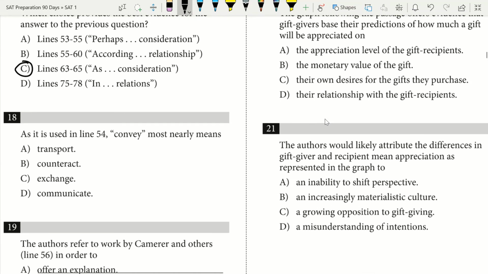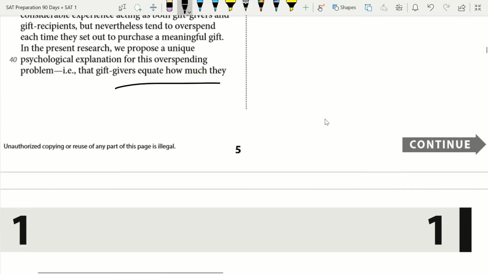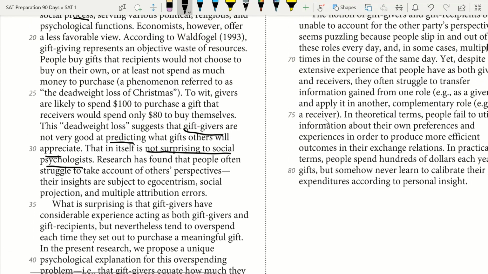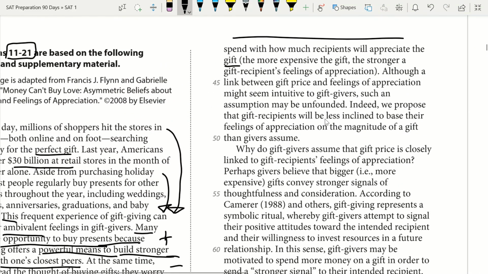All right, so now we got question 18. As used in line 54, convey most nearly means. I'm not even going to look at the answer choices. I'm going to go to line 54, find convey, read before it and after it to get my answer. I want to come into it with my own answer. So we've got, why do gift givers assume that gift price is closely linked to gift recipients' feelings of appreciation? Perhaps givers believe that bigger, more expensive gifts convey stronger signals of thoughtfulness and consideration. So far I would say that's show, demonstrate, or communicate. Those are three words that would be based on this context in place of convey. So show, demonstrate, or communicate would all be great words there.